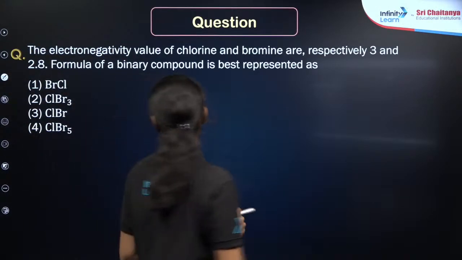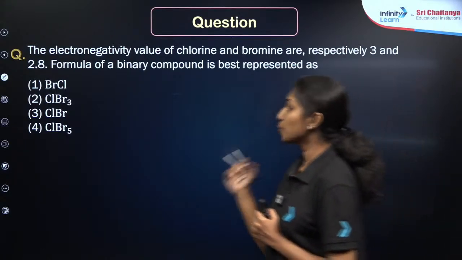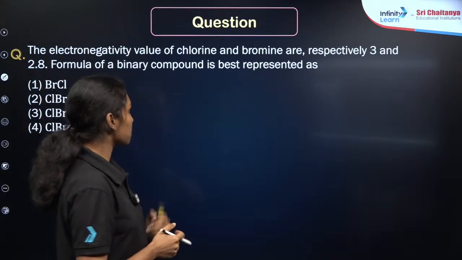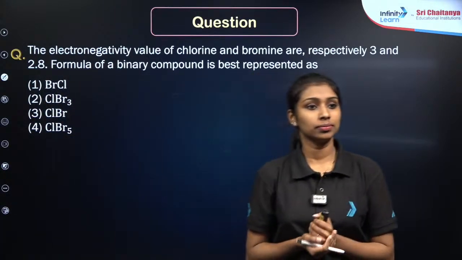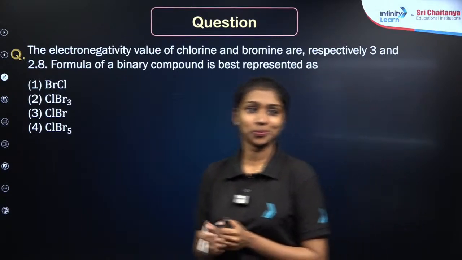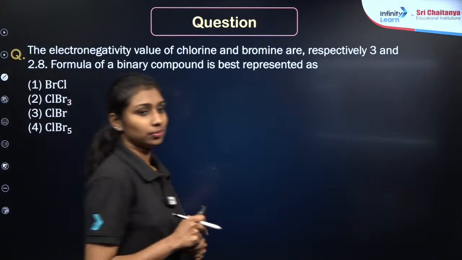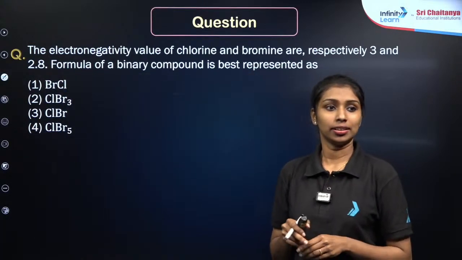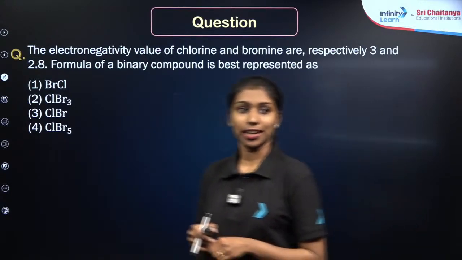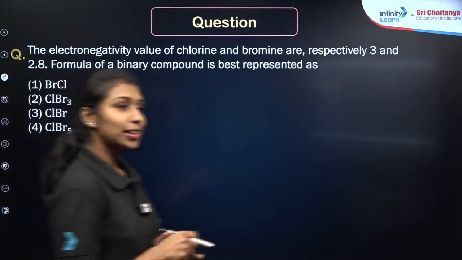Here is the next question for you. The electronegativity values of chlorine and bromine are respectively 3 and 2.8. What will be the formula of a binary compound formed between these two atoms? Option D. Any other options?